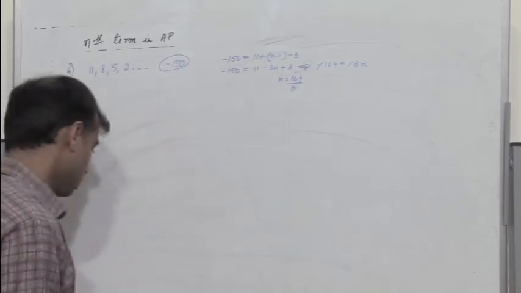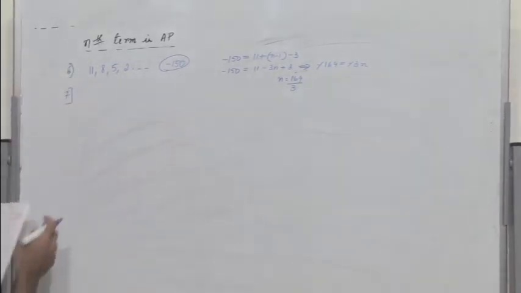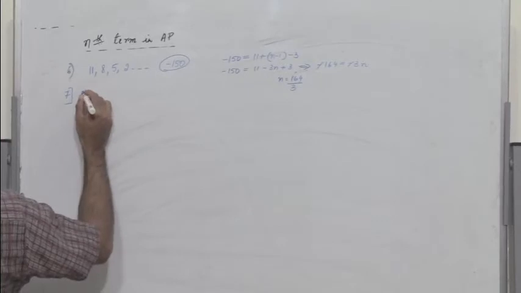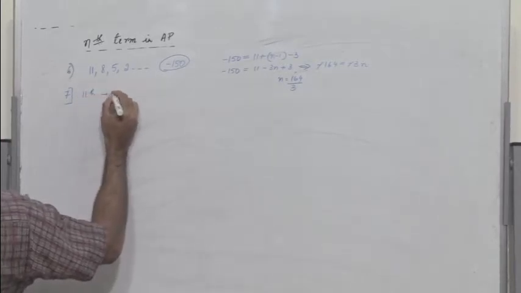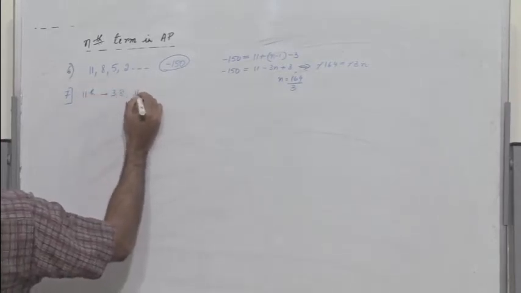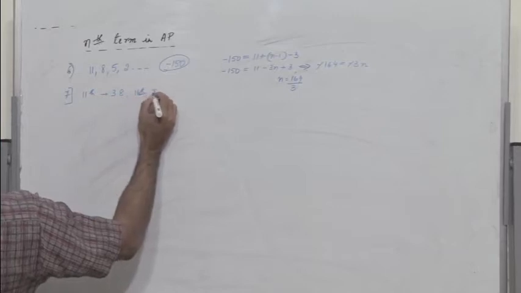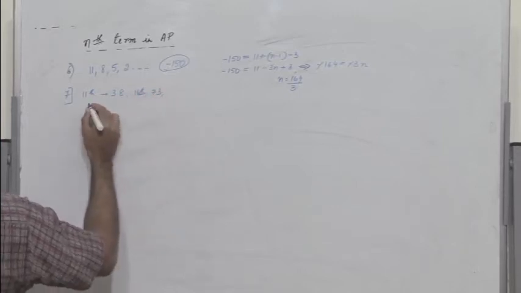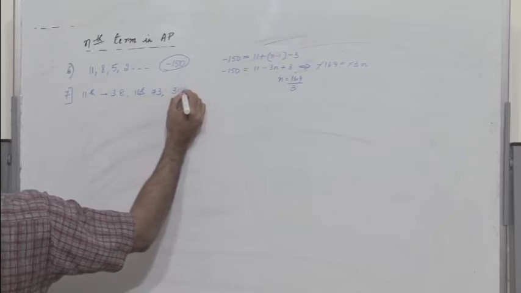So the seventh one: if the 11th term is 38 and the 16th term is 73, find the 31st term.